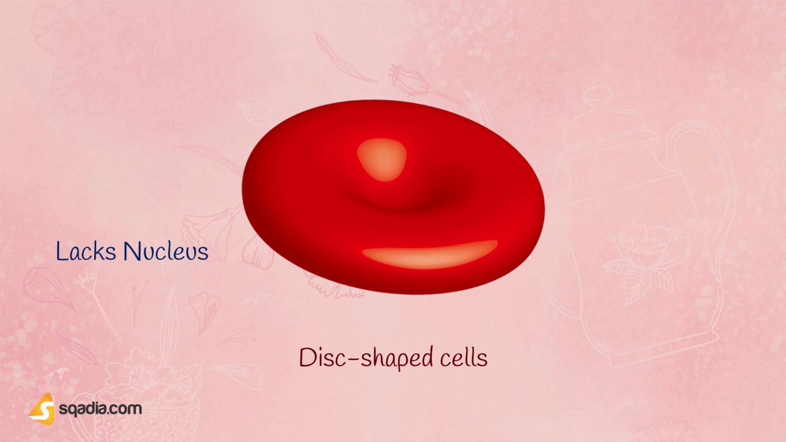Erythrocytes are disc-shaped cells that lack a nucleus and most organelles. This unique structure allows them to be flexible and easily squeezed through narrow capillaries. Their red color is due to the presence of a protein called hemoglobin, which binds to oxygen and gives blood its characteristic red hue.